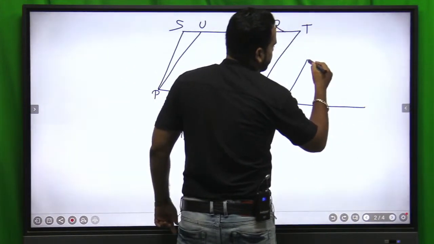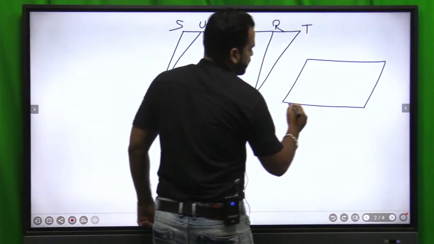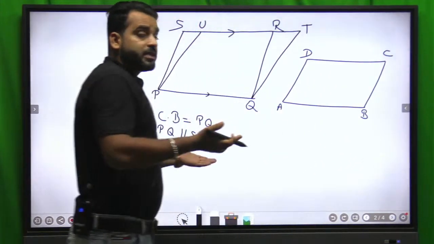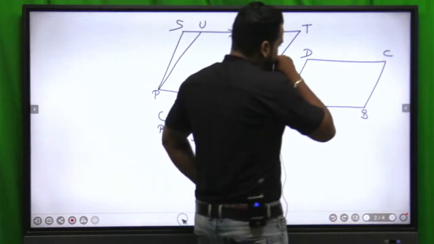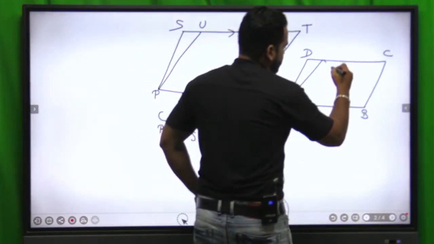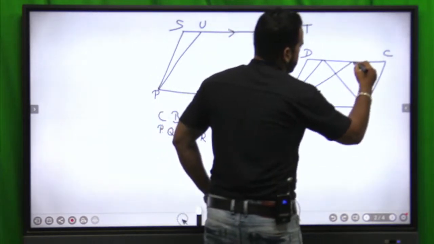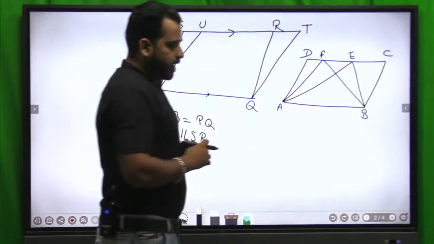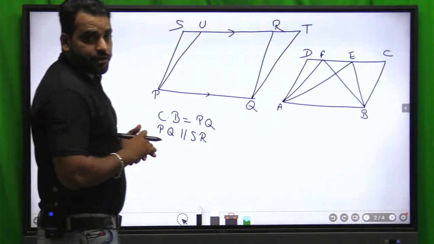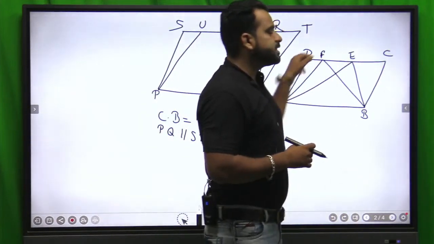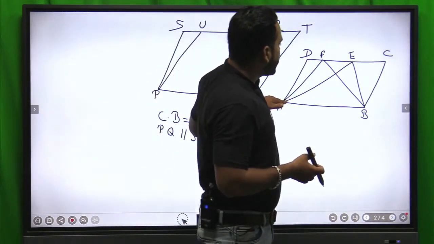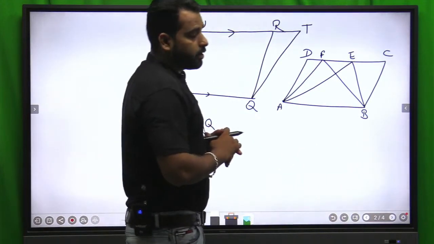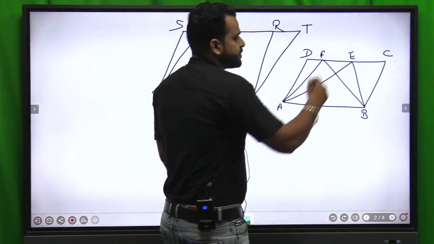Look at this now. A, B, C, D. Here also it is a parallelogram. Now we can make two triangles here, E and F. Now can you say that in these three figures, now there are three figures, one is parallelogram ABCD, and the other two are triangles AFB and AEB. Although there are more than two triangles, we only consider these three figures.